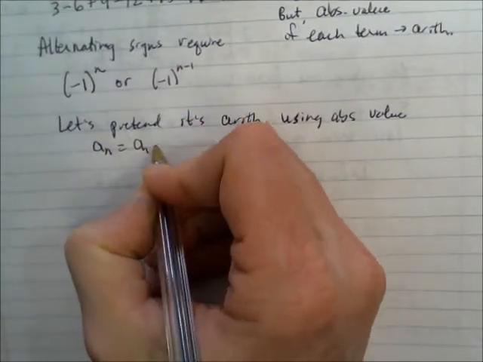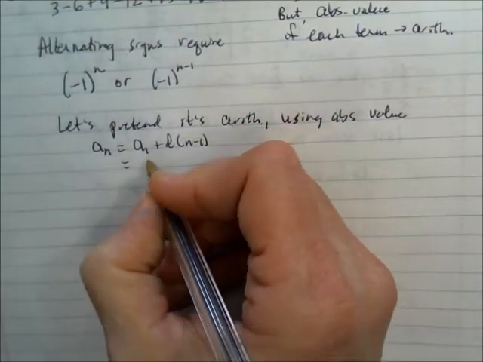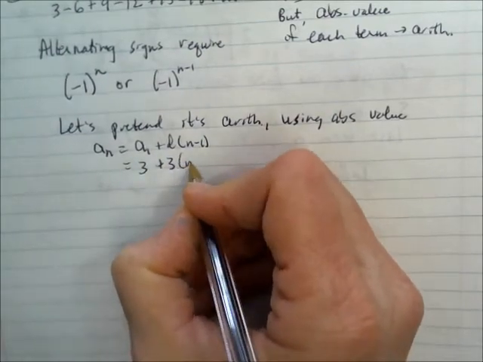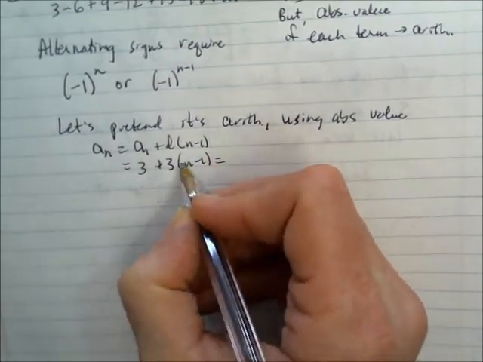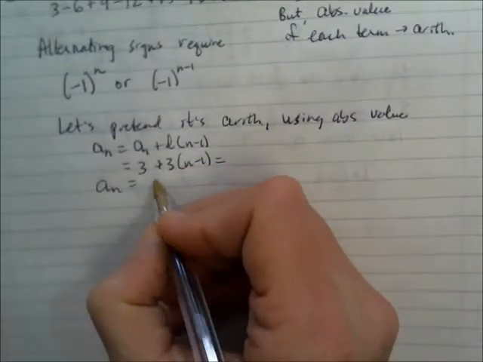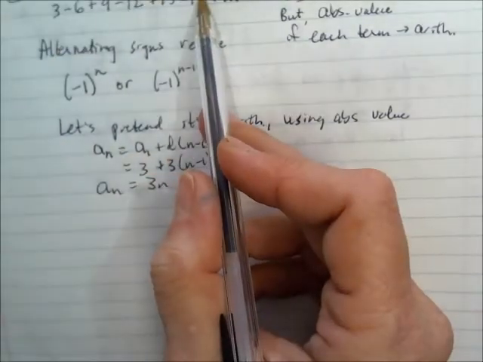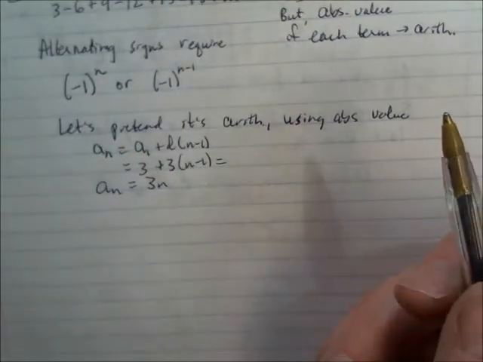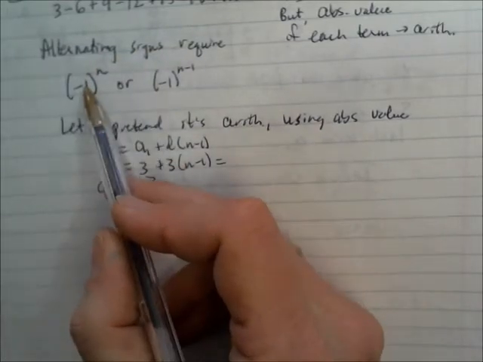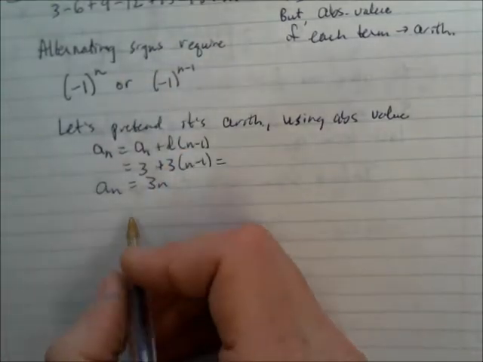So if we wanted to write a formula for that, the arithmetic sequence formula, an equals a1 plus d times n minus 1. The first term is 3. The difference is 3. So if you distribute the 3 and combine like terms, you have an is equal to 3n. So that would give us our 3, 6, 9, 12, 15, 18 if they were all positive. And what would give us our alternating signs is -1 to the power of either n or n minus 1.